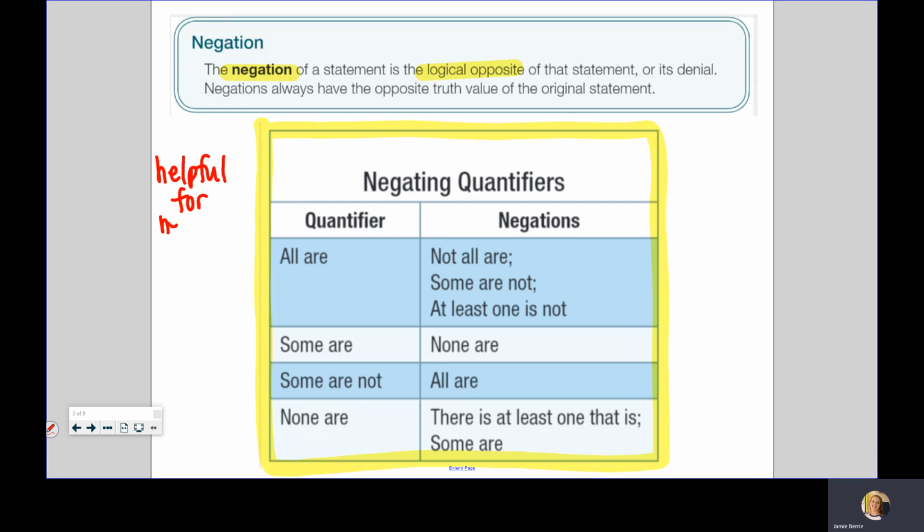So this is helpful for negating statements. Some statements are really easy to negate. Sometimes you can just insert the word not into a statement and that negates it. When you have these quantifiers in a statement, like all the dogs are brown, those are a little bit harder to negate. So this table just helps you negate statements that involve quantifiers like all are, some are, and none are.